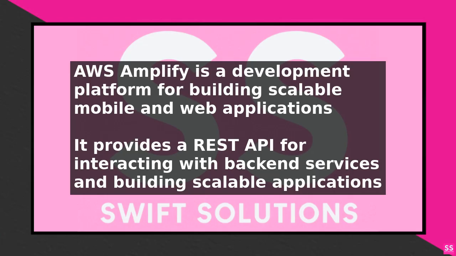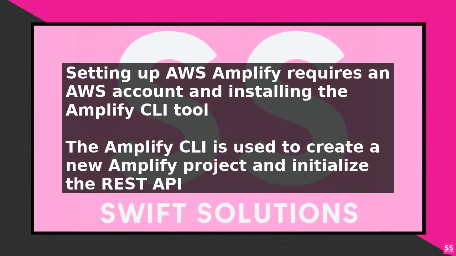Defining REST API endpoints. The next step is to define your REST API endpoints. You can do this by creating a new file in the Amplify backend.py directory and defining your endpoints using the API Gateway REST API. For example, you can define a GET endpoint to retrieve a list of items, a POST endpoint to create a new item, and a PUT endpoint to update an existing item.